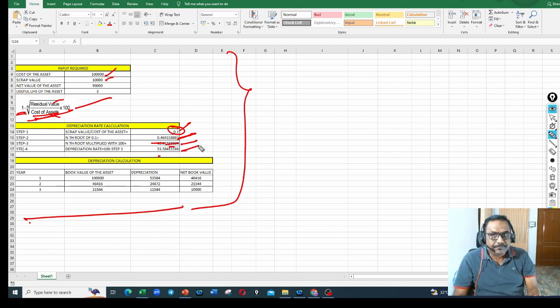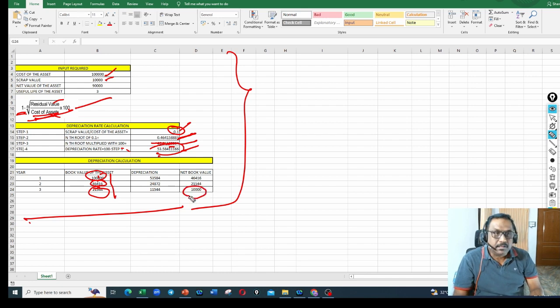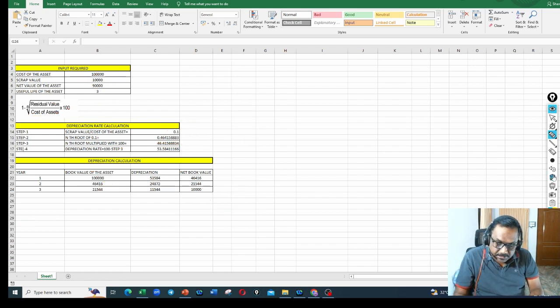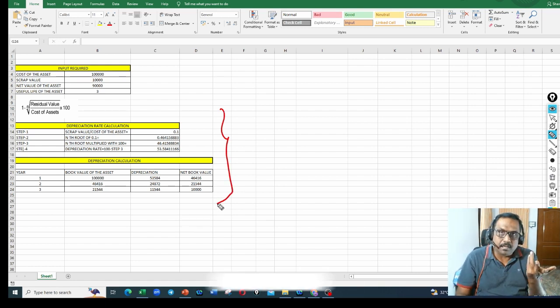Very simple. And you started applying the depreciation rate on reducing balances, not on residual value. You started applying this percentage on reducing balances. The minute you started calculating depreciation on reducing balances, by the end of the third year, you got 10,000 rupees as the salvage value or closing balance. That closing balance is nothing but your residual value or salvage value. This is how the depreciation rate has to be calculated, and this is how the depreciation has to be calculated in the diminishing balances method or written down value method.